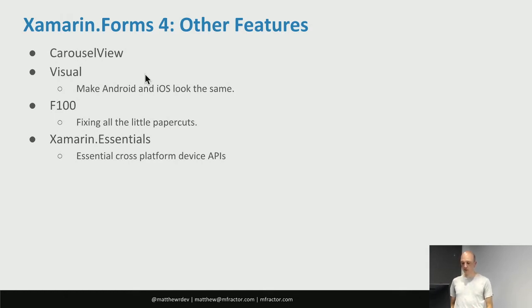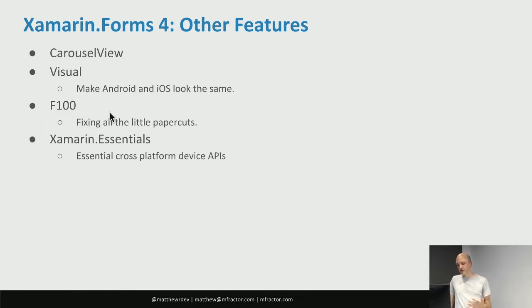The next major feature is visual. So this is the ability to make your Android app and your iOS app look exactly the same. So kind of like Flutter, basically. A common case for this would be you want your iOS app to have a material theme. Xamarin.Forms would be shipping a material visual style. So it's just a matter of applying visual material on your app start, and the apps will look the same.